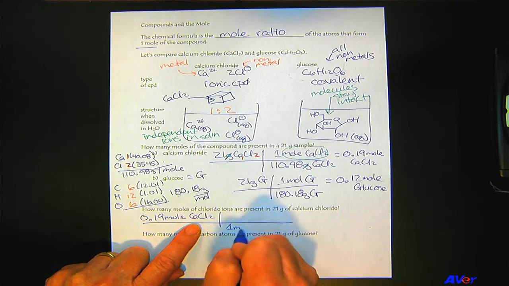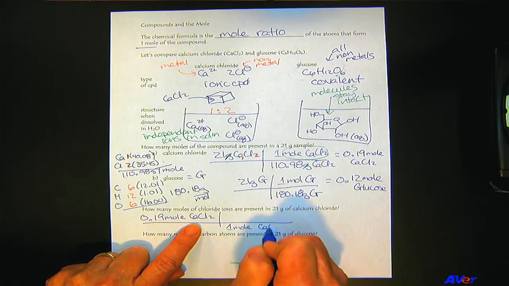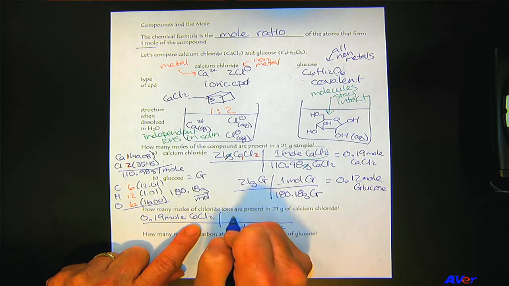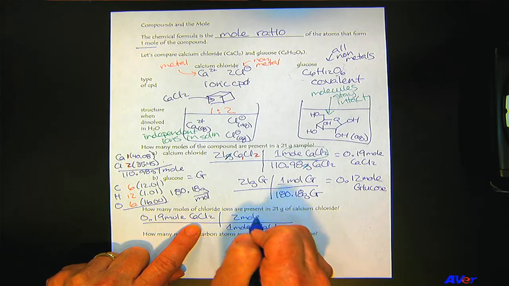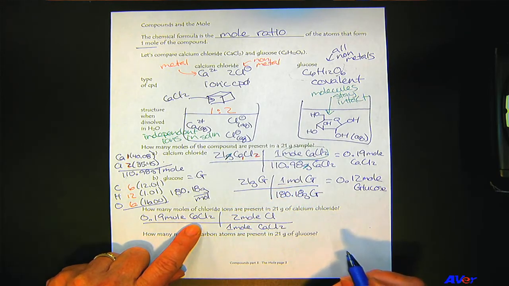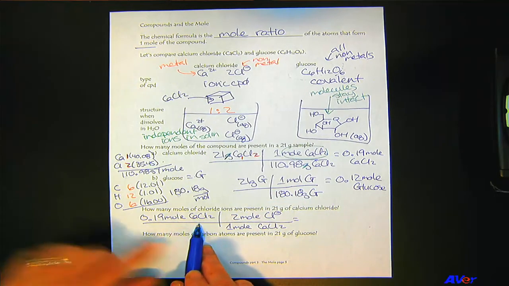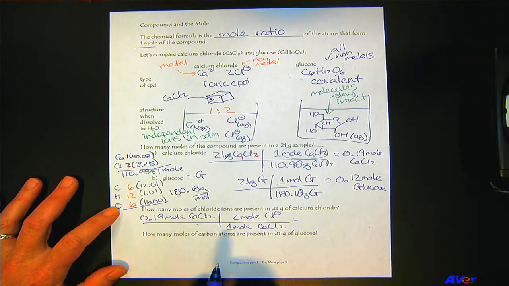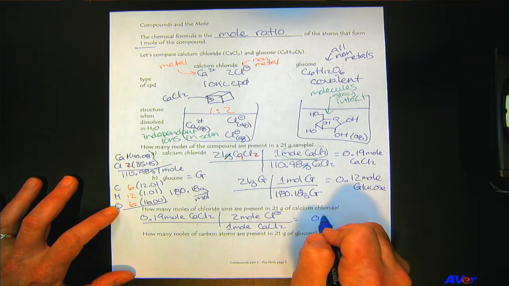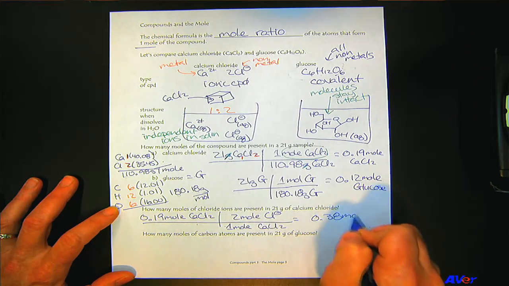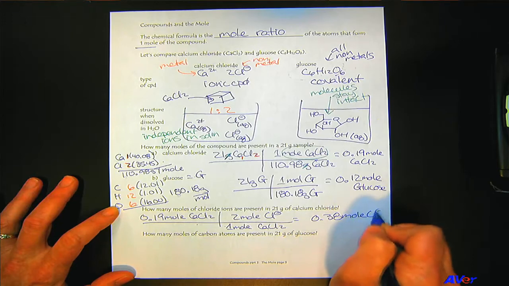So for every mole of calcium chloride, we would have 2 moles of chloride ions, right? That's what the chemical formula tells us. It gives us the mole ratio. So we would have 0.38 moles of chloride ions.